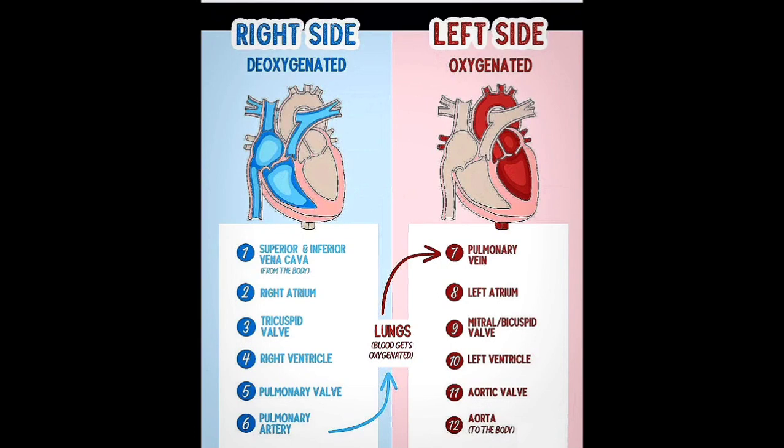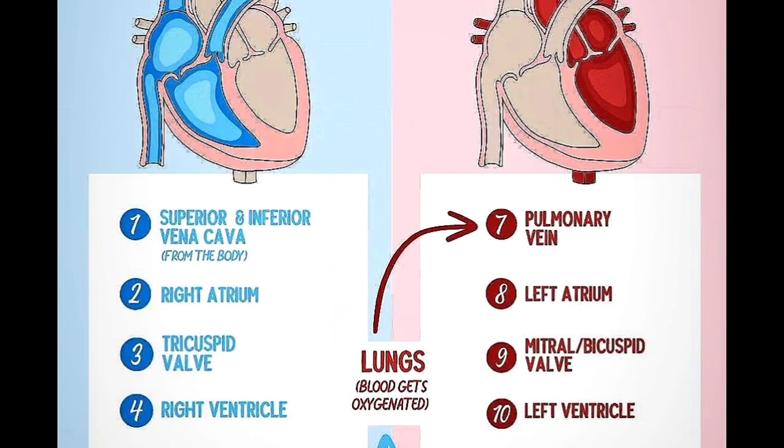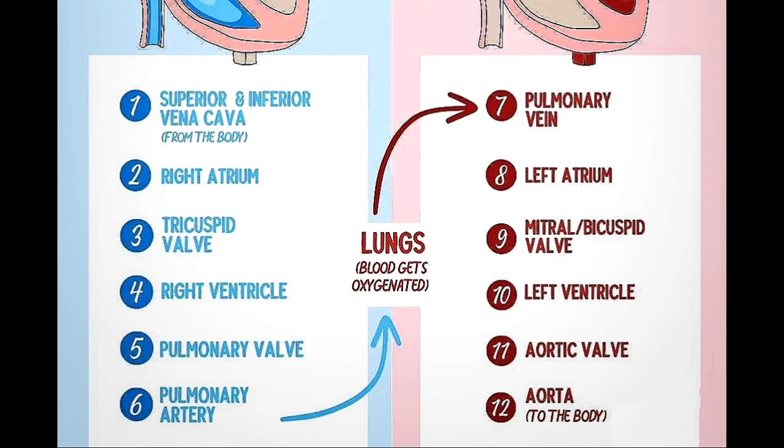So the number 1 step is, see it clearly, the superior and inferior vena cava carry blood from the body, and number 2, it reaches the right atrium. Number 3, through the tricuspid valve it reaches into number 4, that is the right ventricle. After that, through the pulmonary valve it reaches into the pulmonary artery. So it reaches into the lungs where the blood gets oxygenated.